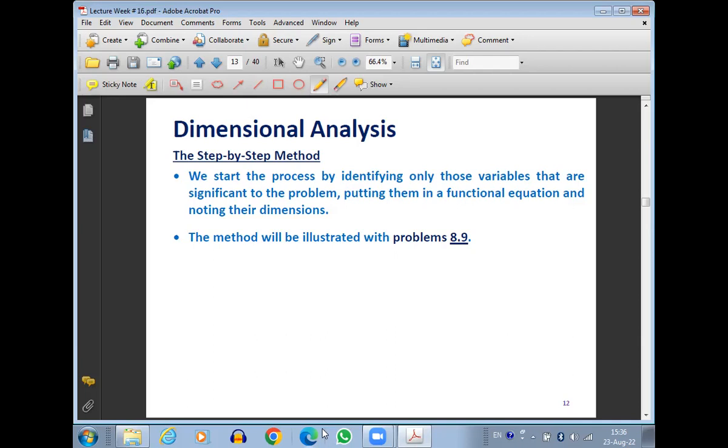Suppose it is mentioned in the problem that you should use the exponent method to find the dimensionless parameter, then you have to use the exponent method. But suppose nothing is said, it's not said to use the step-by-step method, neither is it said to use the exponent method, then you are free to choose whichever method you want. So we are going to learn both methodologies, the step-by-step method as well as the exponent method. Let's first start with the step-by-step method.